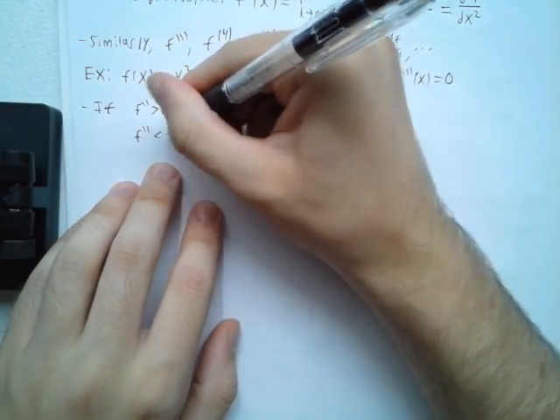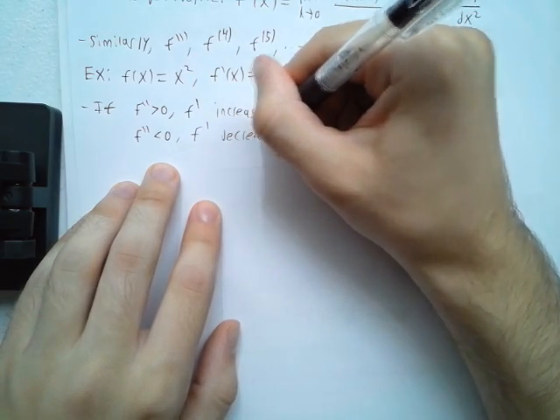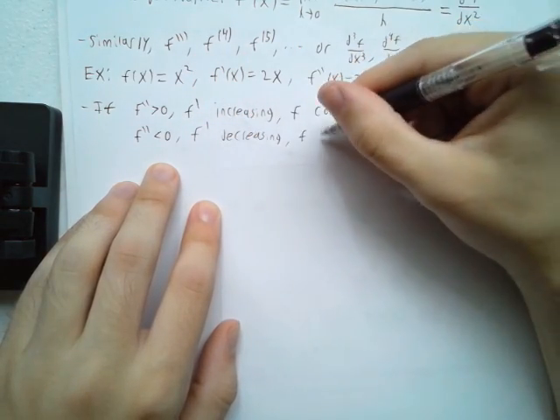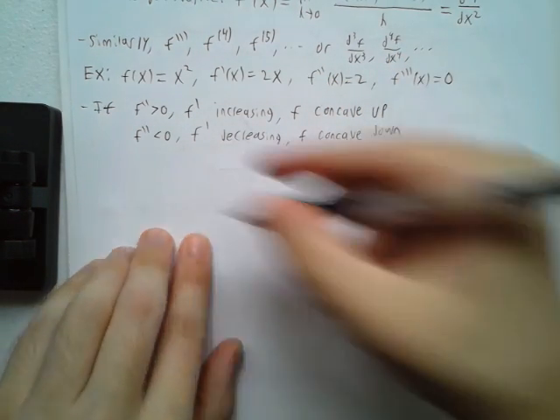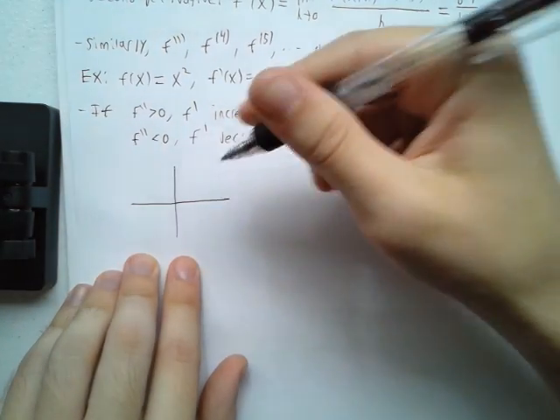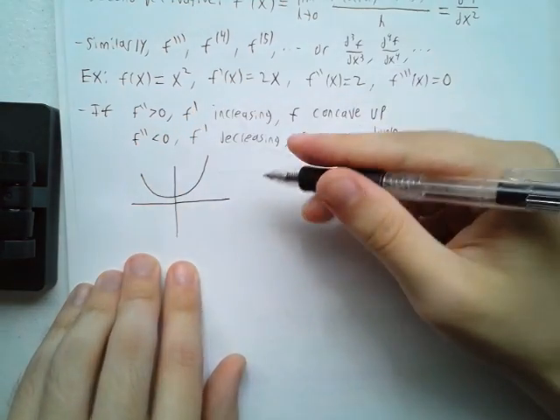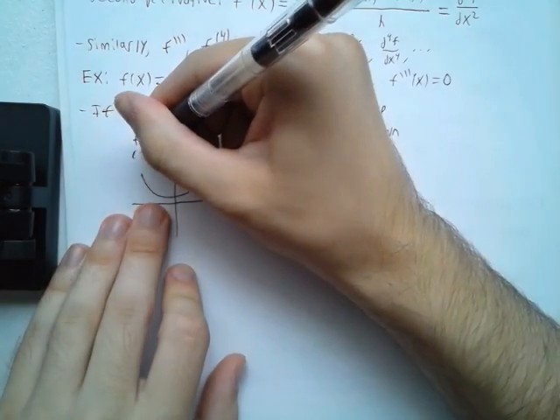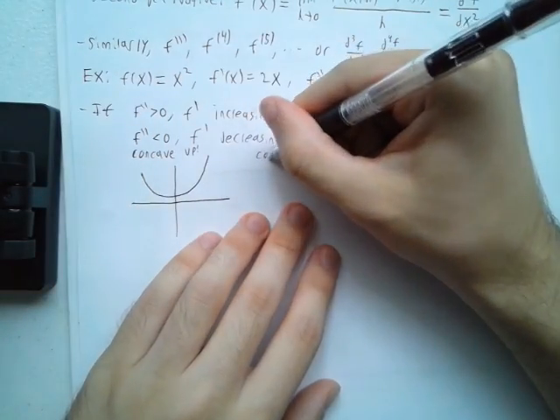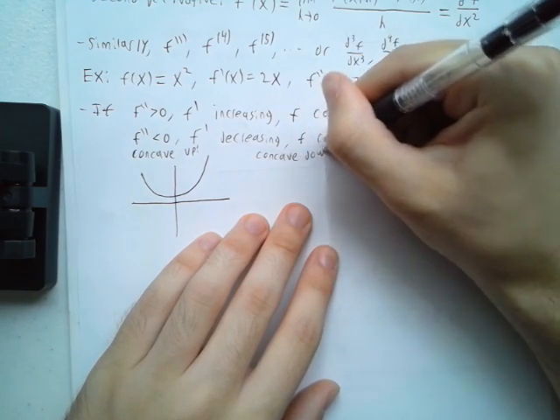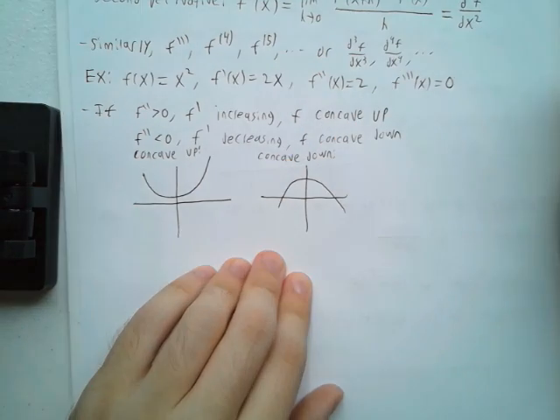We can also have f double prime be negative. In this case, f prime is decreasing, and f is concave down. So what do I mean by concave up or concave down? So a concave up function is a function which is sort of curving upwards, like this one. And a concave down function is one which is sort of curving downwards like this.